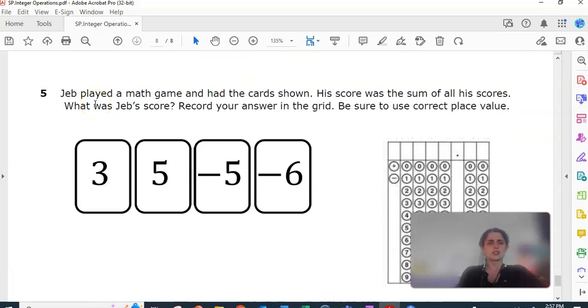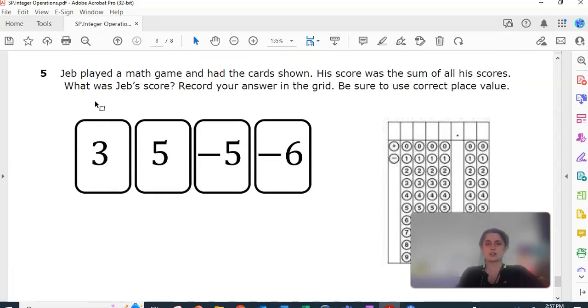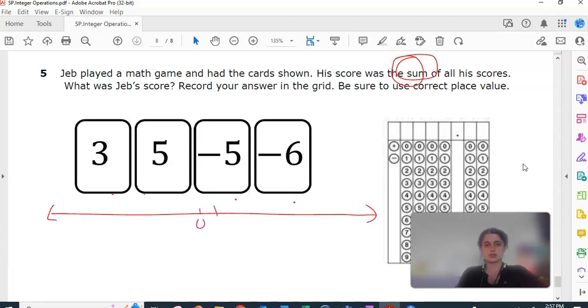Last one. Jeb played a math game and had the cards shown. His score was the sum. Sum means add them all up. You were going to add 3 plus 5 minus 5 minus 6. You can do that a couple different ways. You can draw yourself a little number line and say here's 0, 1, 2, 3. Plus 5 more, 1, 2, 3, 4, 5. That's 3, 4, 5, 6, 7, 8. And then go back 5, then go back 6 to the negative side.